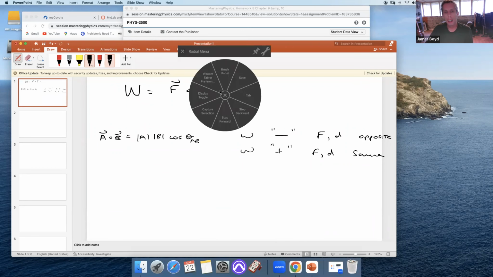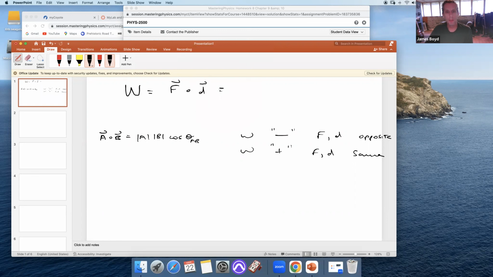But work and energy are related by the work is also the change in kinetic energy. So what you get here is F dotted with D is mv final squared over 2 minus mv initial squared over 2. And that is a scalar. That will be joules or Newton meters.